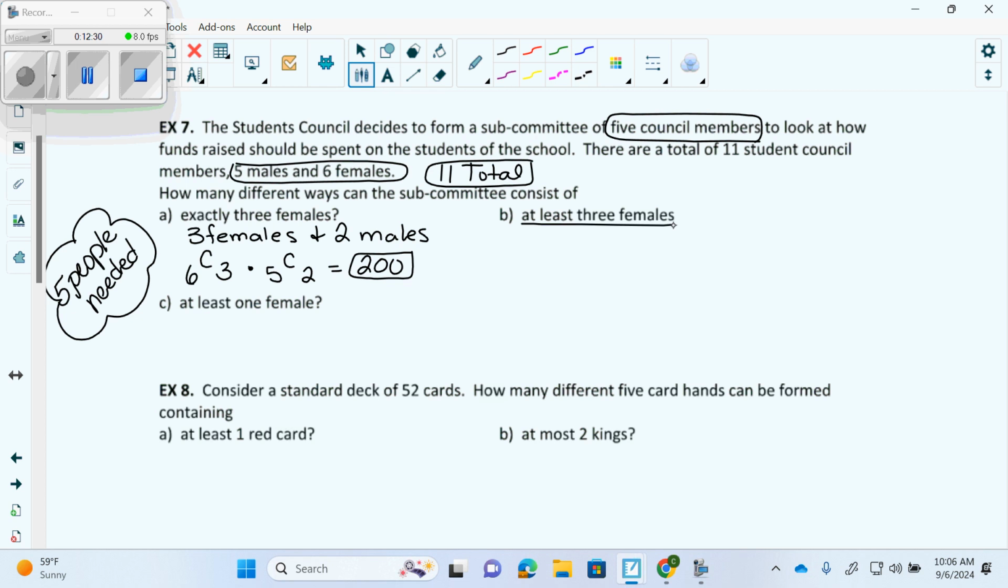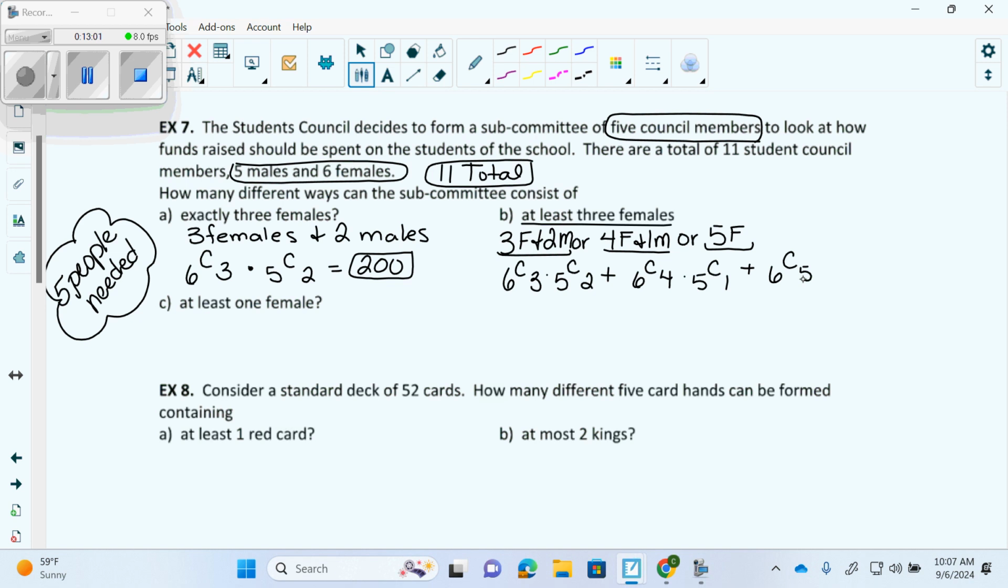So we need 3 females, or 4 females, or 5 females. This case is done, it has 5. This one needs 2 males to have 5. This one needs 1 male to have 5. So I'm going to go 6C3 times 5C2, or means I add, 6C4 times 5C1 plus 6C5, and you get 281.